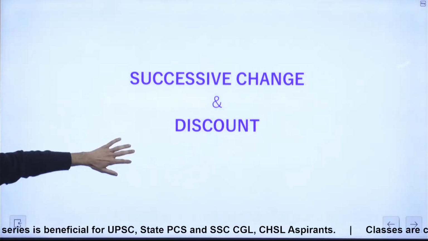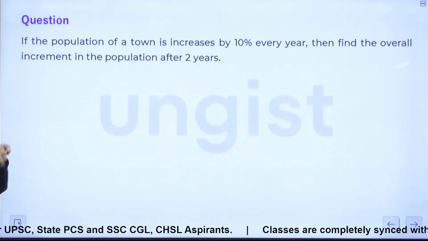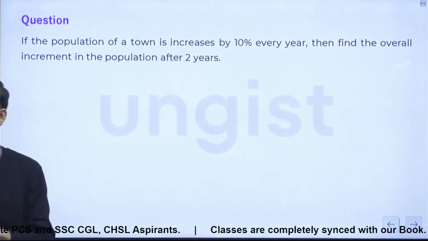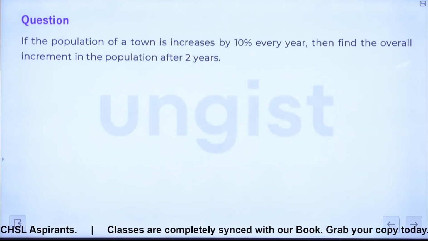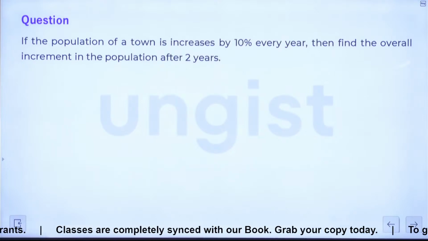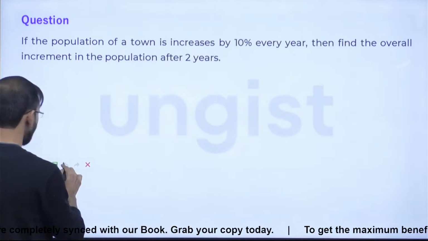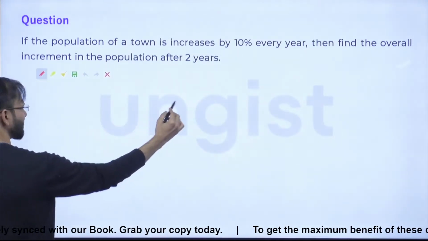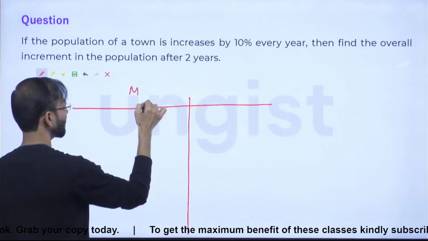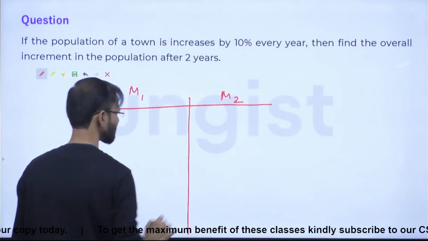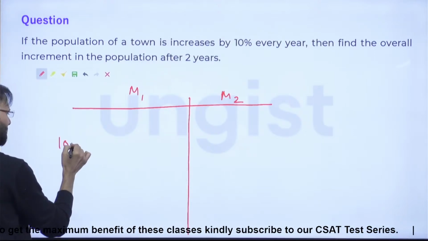Okay? For example, everybody, just look at this question. The question is saying the population of a town is increasing by 10% every year, then find the overall increment in the population after 2 years. So just think on it, friends. This question we can solve with two methods, let's say method number 1 and method number 2. Both the methods have their own importance, and I'll tell you when to use which method.